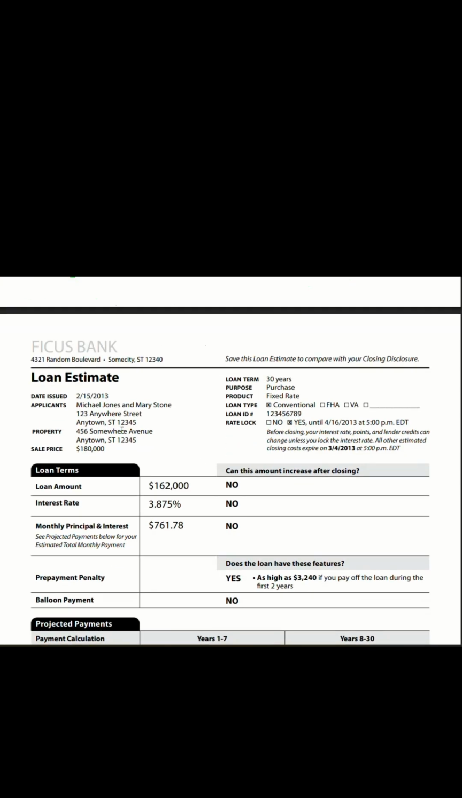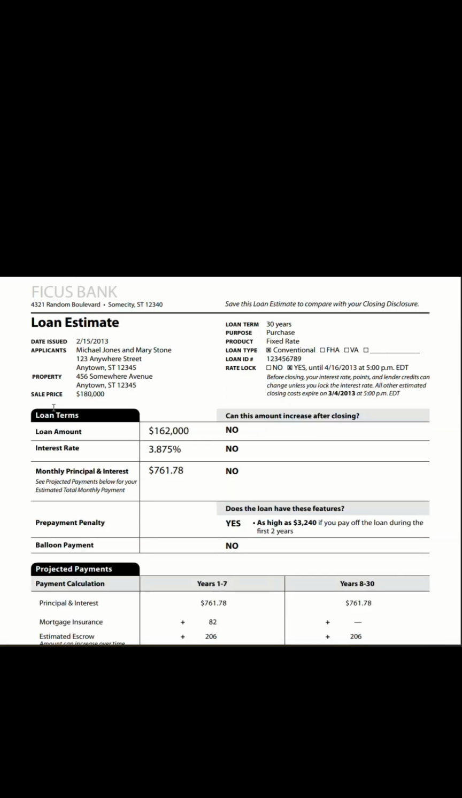The first thing that I always try and go over with my customers is the property address. We want to make sure the property address is right. We want to make sure the sales price is right. Over here, we got the loan term, 30 years. Product, it's a fixed rate. That means the interest rate's not going to change. And the loan type is conventional. Again, sales price $180,000, loan amount $162,000. That right there tells you the down payment. Just subtract $162,000 from $180,000.